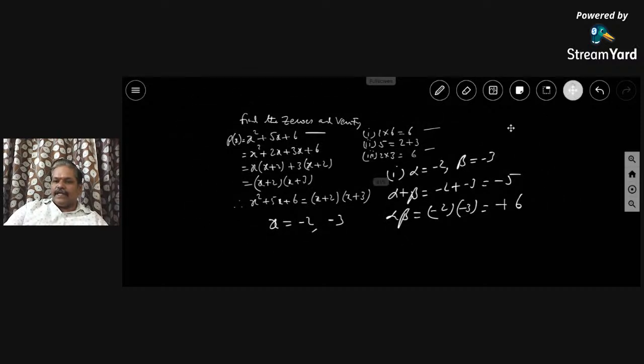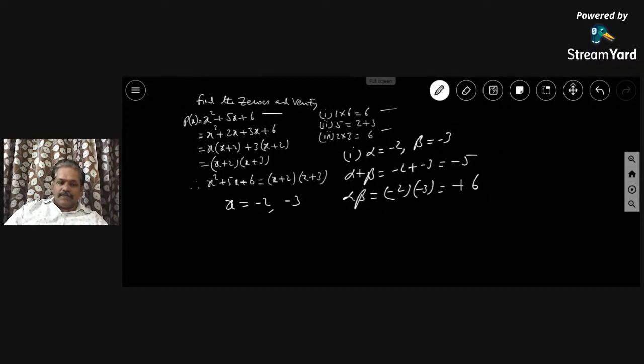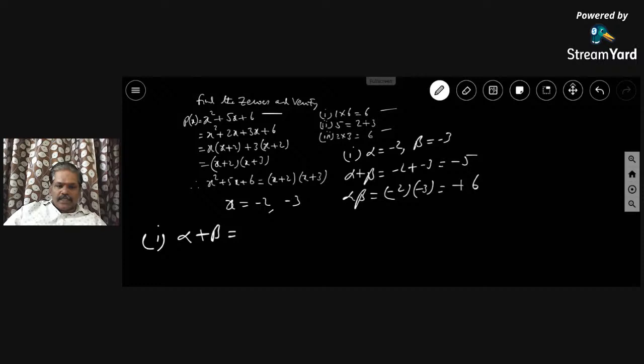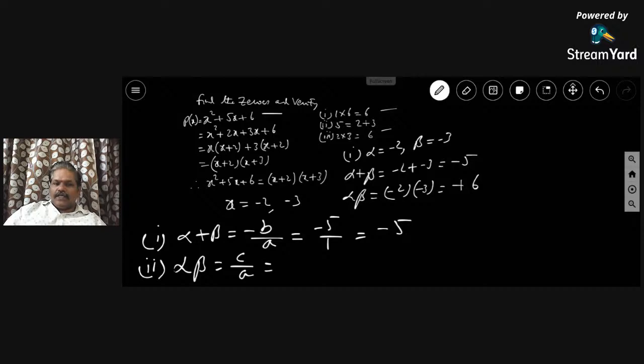This is by finding the zeros, but by using the verification by sum of the zeros, alpha plus beta is equal to minus b by a, minus 5 by 1, which is minus 5. Second, alpha into beta is c by a, c is 6 by 1, which is equal to 6. So when we see, we got the same. By finding alpha and beta and substituting in alpha plus beta and alpha into beta, we got minus 5 and plus 6. By coefficients also we got the same. So this can be expected for the 8 marks question.